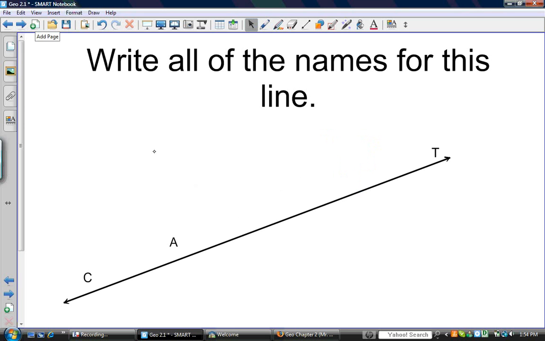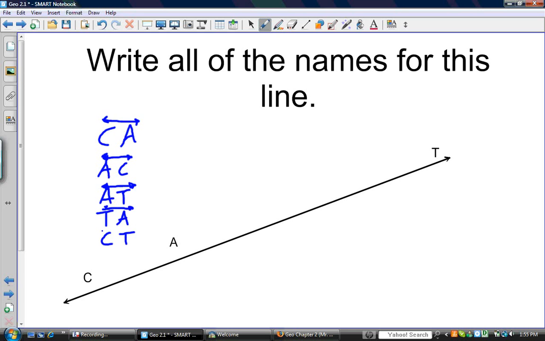Now this line, we can name CA. We could name it AC. We could name it AT. We could name it TA. We could name it CT. Or we could name it TC. The one thing that we cannot name it is CAT or TAC. A line is only represented with two capital letters. So we cannot name this with any more than two letters. Lines are just designated with two letters.